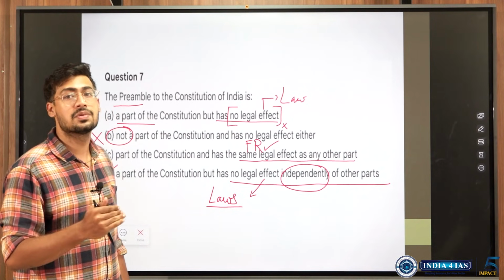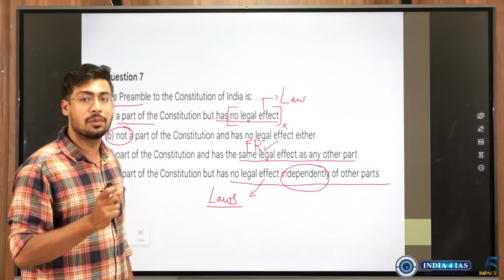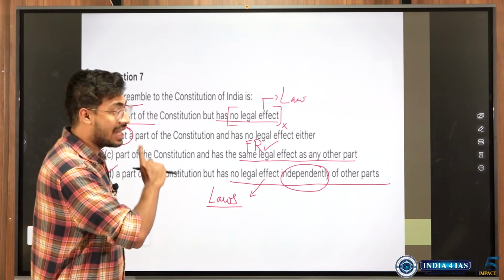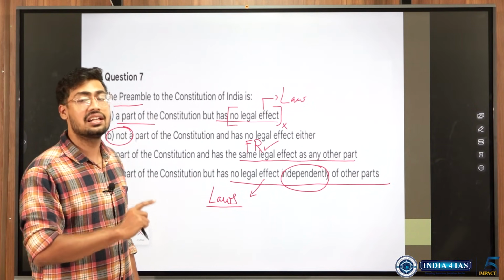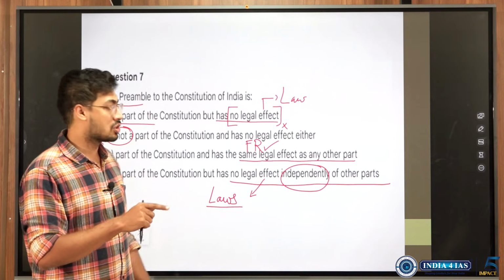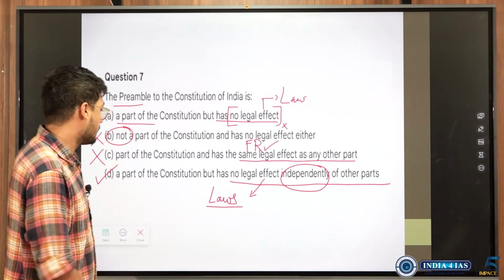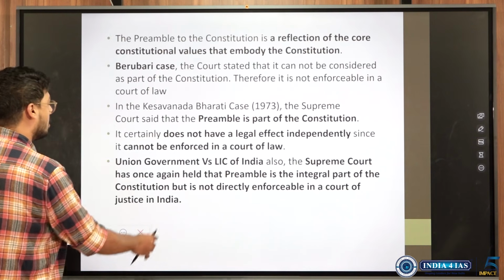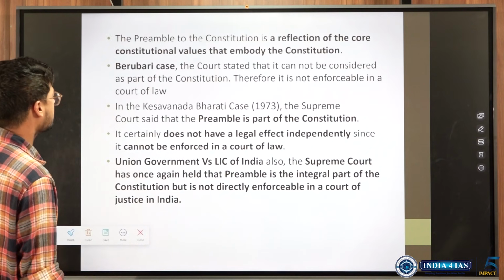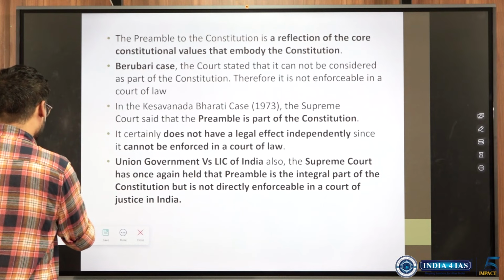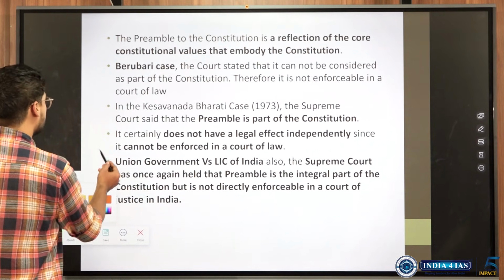So preamble independently does not have legal effect, but if we make some law, then it will have legal effect. But generally it does not have legal effect if there is no law. So independently it does not have legal effect, but if you make law, it does have legal effect. Right? So this was a confusing question in the exam. See, same thing, preamble. And if you need to know anything else about preamble, these are the things.